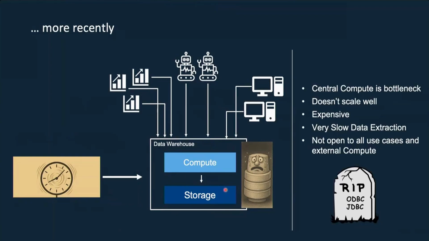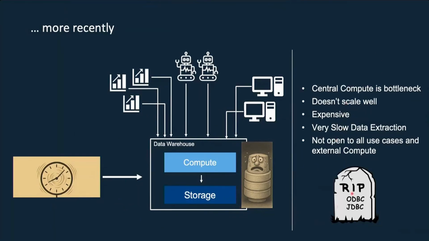Instead, we have all of these different compute systems up here, and they already have a CPU. So why don't we use this CPU power that we have up here and directly access the data which is stored on our storage? So in these traditional systems, compute has been a bottleneck. It doesn't scale well. Scaling a single machine is super expensive.